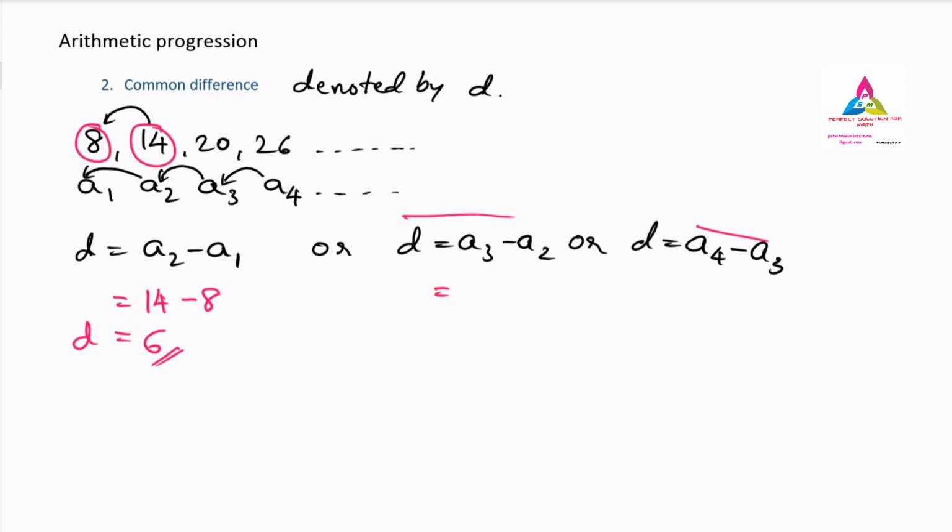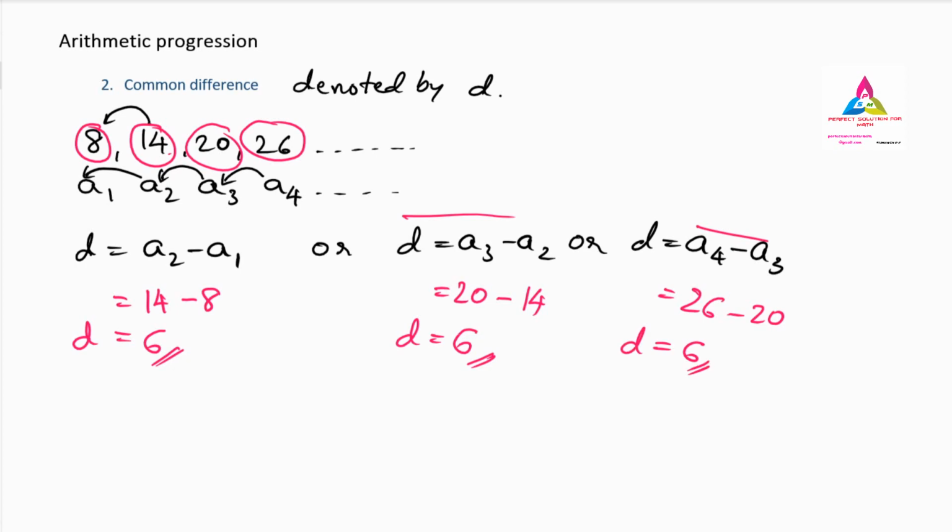So here what is the a3 value? That is 20 minus 14, since the a2 value is 14. So what is the difference we are going to get? 20 minus 14, again we have 6 only. Similarly, you can verify the last one, D is equal to a4 minus a3. a4 is over here, this 26, and a3 is nothing but 20. So what is 26 minus 20? That is also 6 only. So the common difference will be the same throughout the sequence in an AP. So this is how to find the common difference.